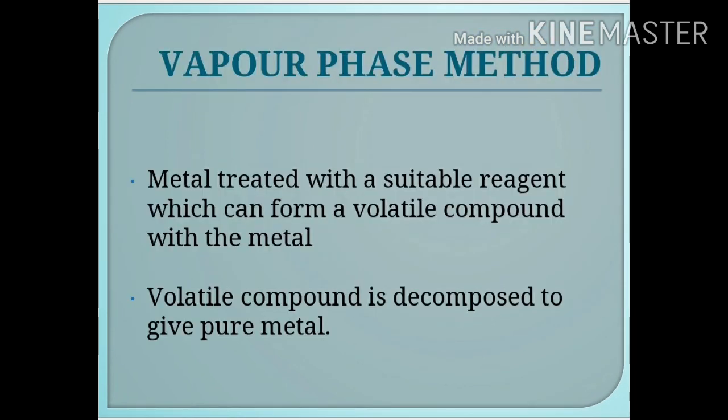The last method is the vapor phase method. In the vapor phase method, the metal is treated with a suitable reagent which can form a volatile compound with the metal. This volatile compound is then decomposed to give the pure metal. So this is very easy. First of all, we mix the metal with the suitable reagent so that it forms a volatile compound, and then this volatile compound decomposes to give pure metal.